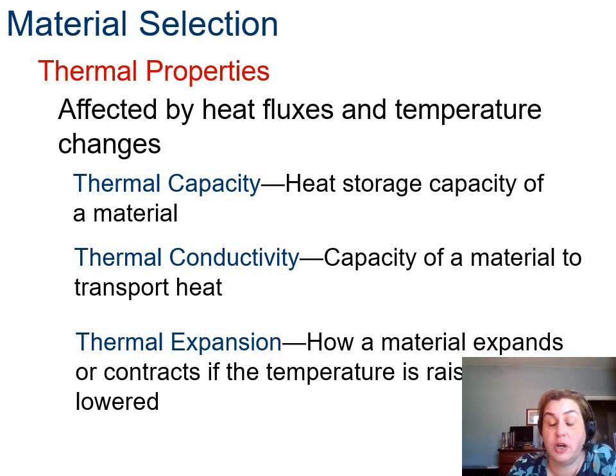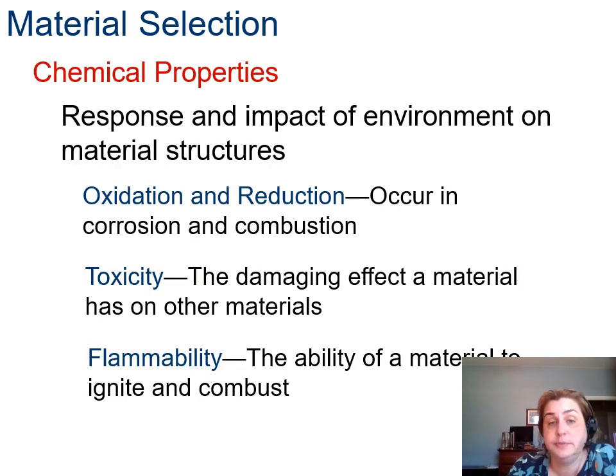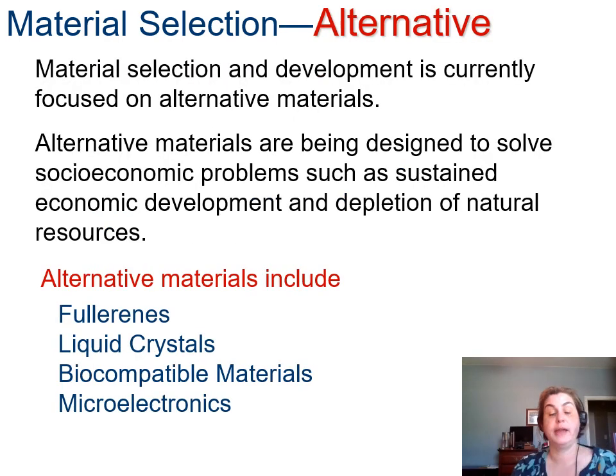Thermal properties, we've actually already looked at these this year. It's how well it can transfer heat, and how much it expands or contracts when it's heated. Electrical, does it conduct electricity? Chemical, oxidation or reduction, in other words, does it tend to corrode easily or combust easily? Does it tend to have a toxic impact on other things? Flammability, is it going to burst into flames? Important things to consider.